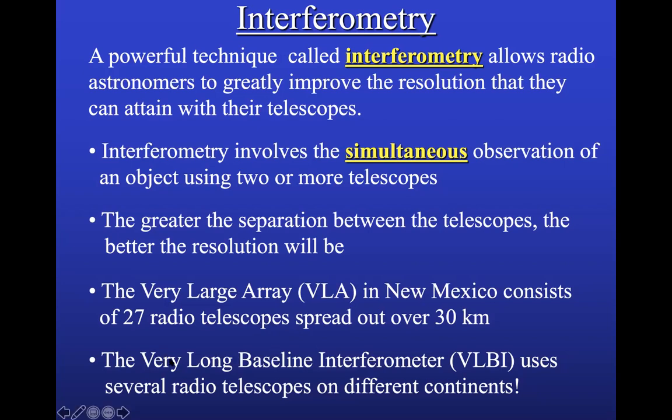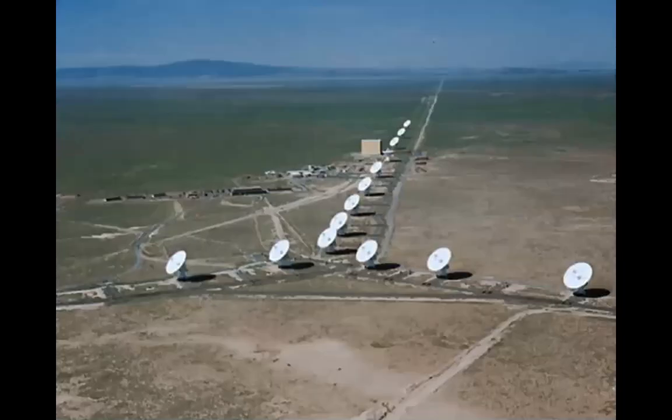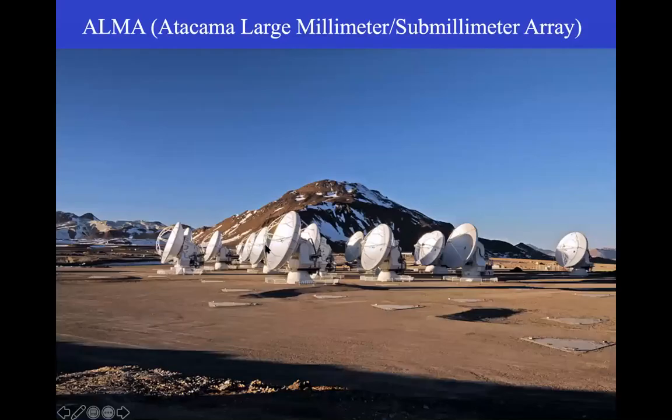Now this is a very long baseline interferometer. That's another one that uses several radio telescopes on different continents. You can see how these technologies are developed and used by astronomers. And this is one such example of a radio telescope series. And this is also a very popular one, in Chile, ALMA, the Atacama Large Millimeter Submillimeter Array. This is also an array of telescopes that they use for observations.